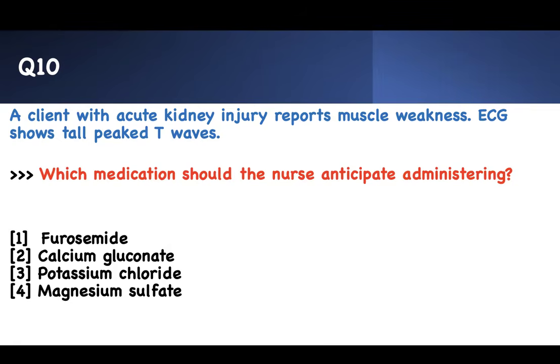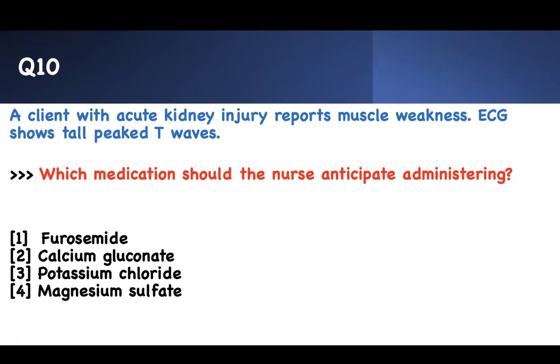Which medication should the nurse anticipate? A client with acute kidney injury reports muscle weakness. Buzzwords: EKG, peaked T wave. Connect the dots. If you learn how to do that, case studies will become easy. EKG changes, muscle weakness, and the condition, hyperkalemia, is what is going to cause this problem in the kidney patient. Therefore, what would you do? Give them furosemide? It will lower the potassium, yes. Calcium gluconate, potassium chloride, magnesium sulfate. What do you think? Fluid and electrolyte.